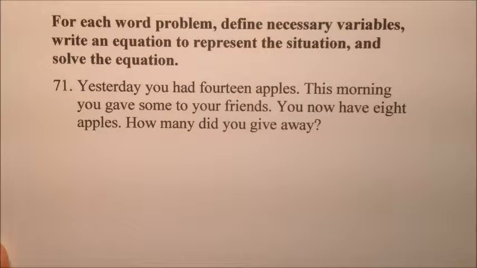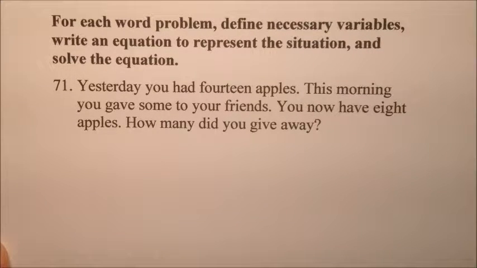In this video, we're going to walk through the word problems, numbers 71 through 80 of your chapter review. It says for each word problem, define necessary variables, write an equation to represent the situation, and solve the equation. So remember when we're doing word problems, we always have 3 or 4 steps. We always need to define variables first, write the equation, solve the equation, and then finally we need to make sense of what our answer is.